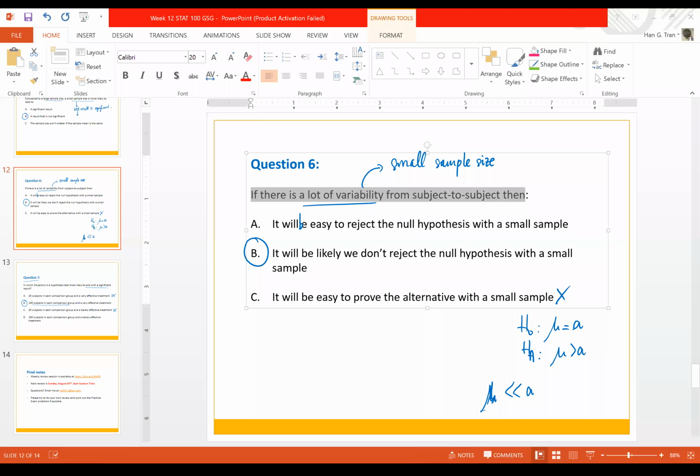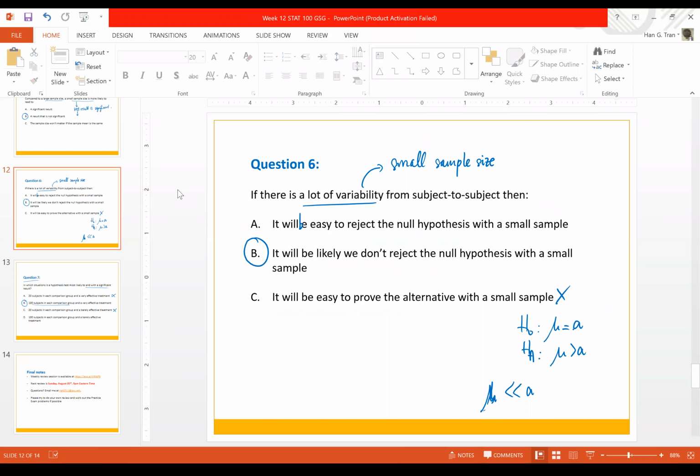So I just went back to question 6, and the answer is that it will be likely that we don't reject a null hypothesis with a small sample. And that's because, as I mentioned, with the large sample rule, we usually need a bigger sample size to detect the smallest departures from what is expected in the null hypothesis. And even if our result for a small sample size test is significant, it's not likely to be concluded that way because of the biased nature of the small sample size.